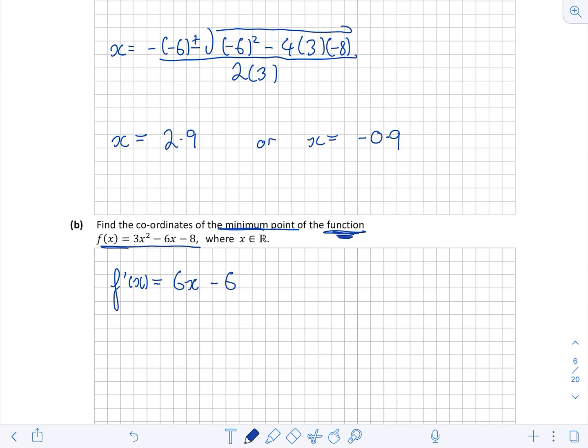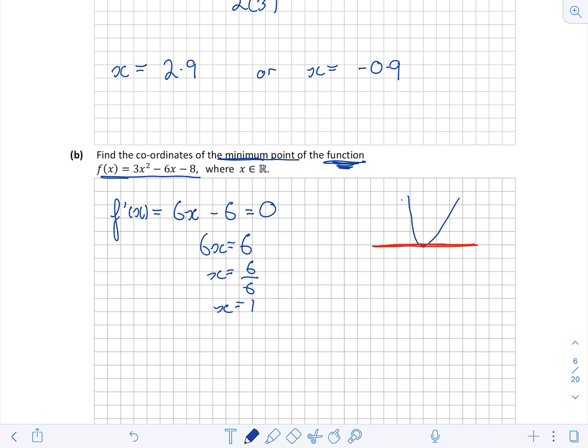Right. We know that this is a u-shaped function, so it's going to look like that and it's going to have a minimum. At the minimum, the slope of the tangent line is going to be 0. So we force our differentiated function to equal 0. We now have 6x equals 6, so x must equal 6 over 6, so x must equal 1. So we now know that x is 1.